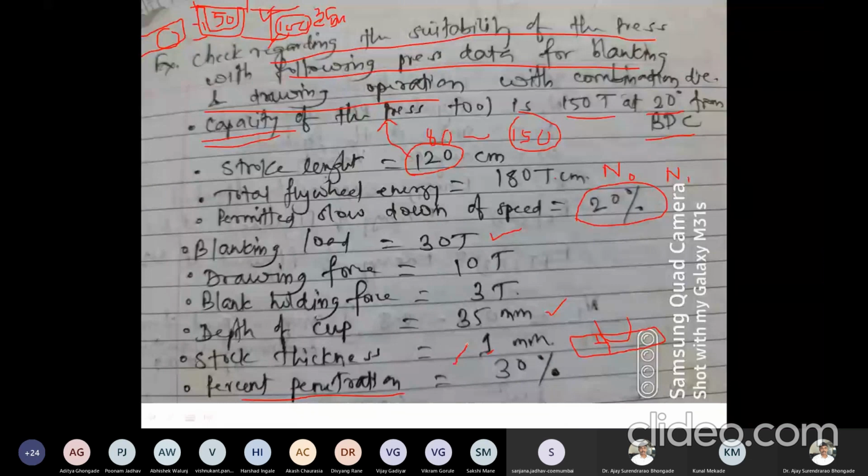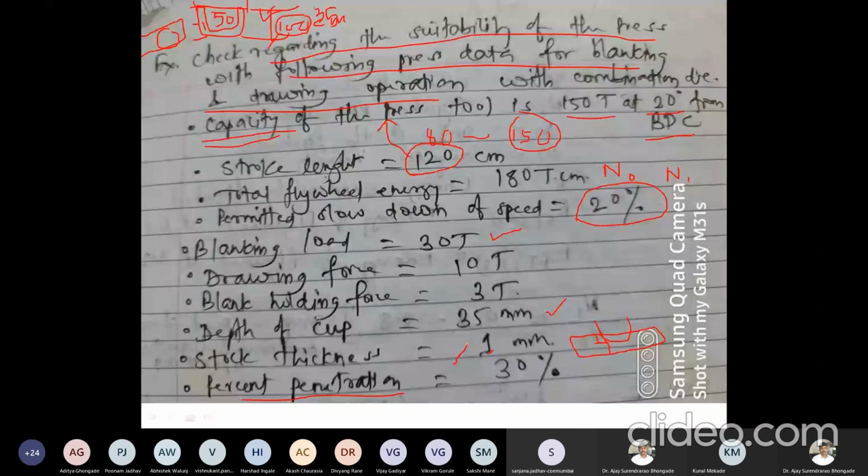And for drawing operation, we need to flow the material up to 35 mm. Depth of the cup is 35 mm. So drawing force is utilized only for 35 mm of the stroke, and cutting forces are used only for 0.3 mm of the stroke. Though we have a stroke of 120, only 35 mm will be used for the drawing operation, and only 0.3 mm is used for the cutting or blanking operation. The rest of it will not use any force or any energy. Okay, so that is the problem.